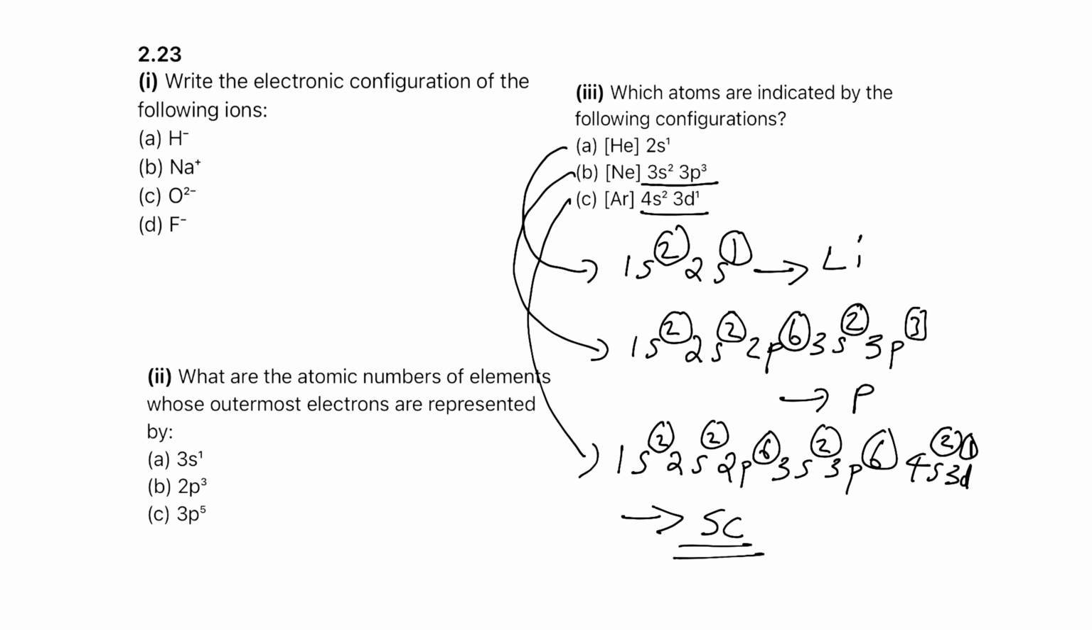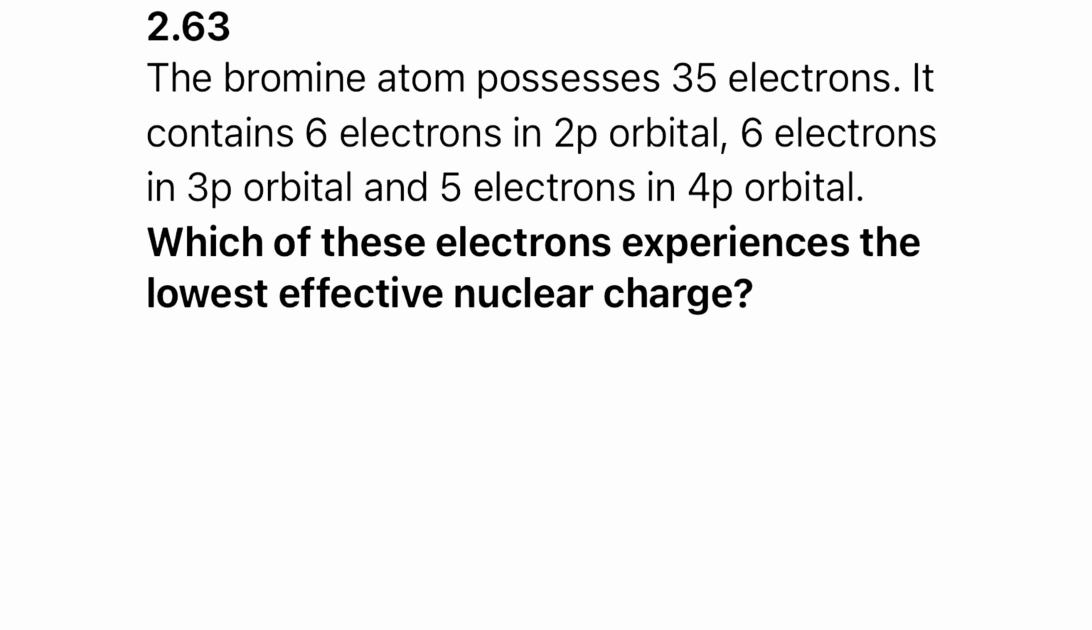All questions are easy. The bromine atom possesses 35 electrons. It contains 6 electrons in 2p orbital, 6 electrons in 3p orbital, and 5 electrons in 4p orbital. Which of these electrons experience the lowest effective nuclear charge? Remember this hint. If the subshells or the orbitals are closer to the nucleus, then it experiences more effective nuclear charge. If it is farther, definitely the effective nuclear charge or attraction experienced by the orbital will be less.